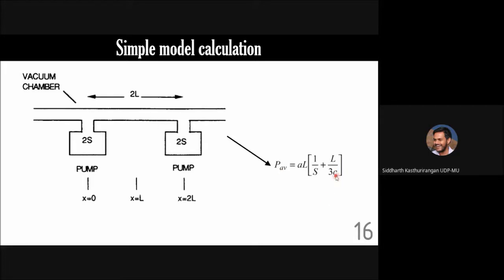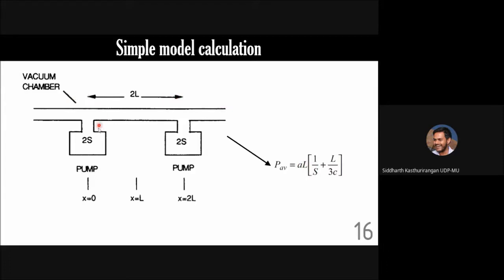So for a given conductance, one can decide based on the pumping speed and the length what pressure one can achieve. If that is not good enough, either increase the pumping speed or decrease the distance between the pumps. Once you have designed the dimensions of the beam tube, that fixes the conductance, and you have decided how much pressure you want in the beam line, accordingly one can calculate the pumping speed of the pumps which is required. And also the length is part of the design consideration for the accelerator.